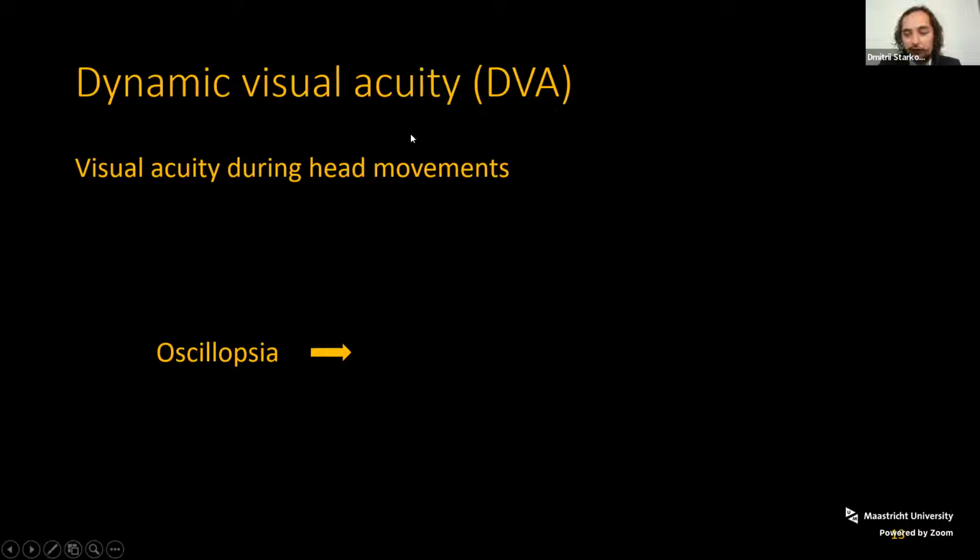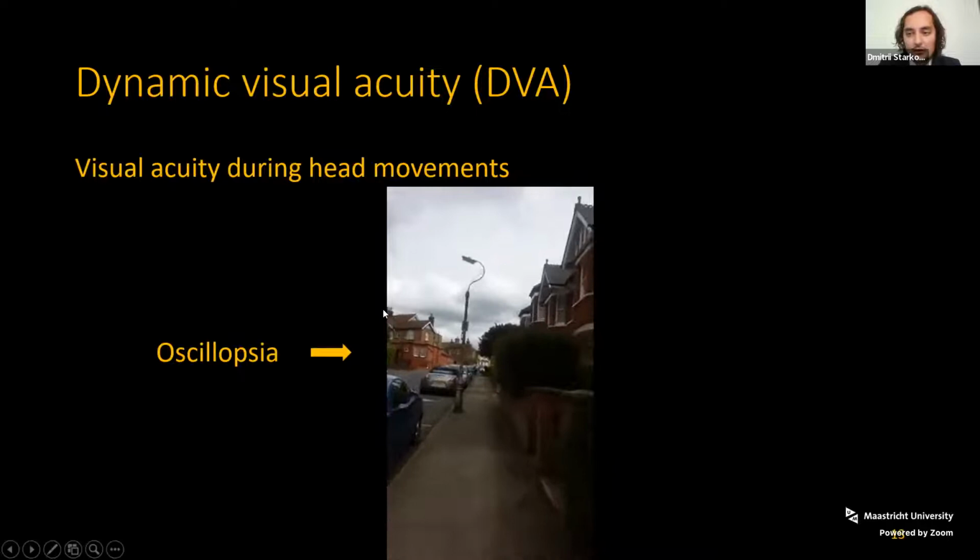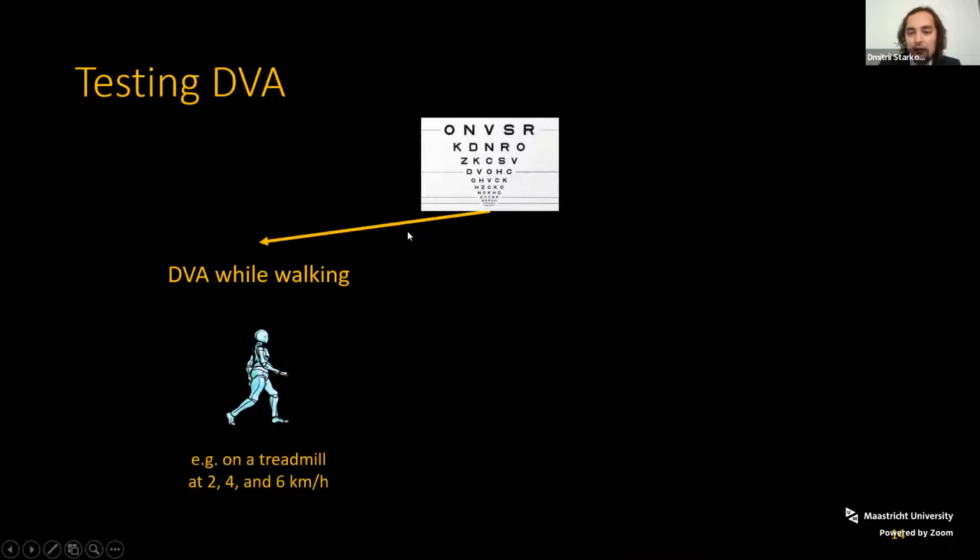And because dynamic visual acuity uses the vestibular ocular reflex as one of the inputs, in case of vestibulopathy, a symptom of blurred vision may occur, which significantly reduces the quality of life of our patients. In order to test dynamic visual acuity, we use regular eye charts and ask our patients to walk. And in order to improve the sensitivity of the test, we repeat this test at three different speeds. Usually it's 2, 4, and 6 kilometers per hour.